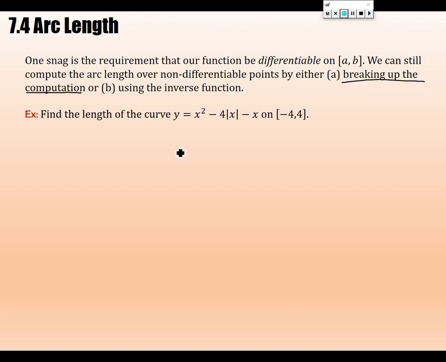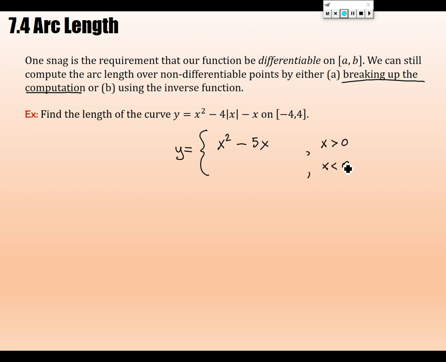So let me first rewrite y just to convince you that y is actually maybe better defined this way. If x is positive, what function are we really talking about here? If x is positive, then what's the absolute value of x? It's really just x. So what function is this? If x is positive, it's x squared minus 4x minus x, which is minus 5x. And if x is negative, then the absolute value of x is really what?